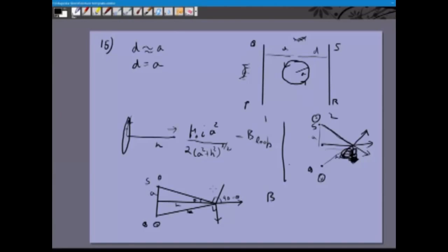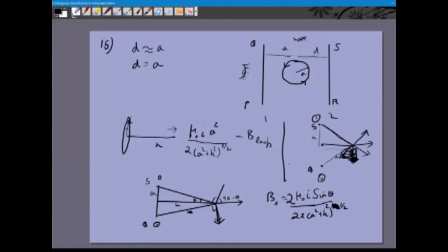So B due to the first one, Bs, is equal to mu naught I by 2 pi S. That is 2 pi times (A square plus H square) to the power 3 by 2. And we take cos of 90 minus theta for this, which is sine theta, to go in this direction. And we double it because this is the same contribution by Q. So we double it, and then we can put the value of sine theta. Sine theta is A by root of A square plus H square.